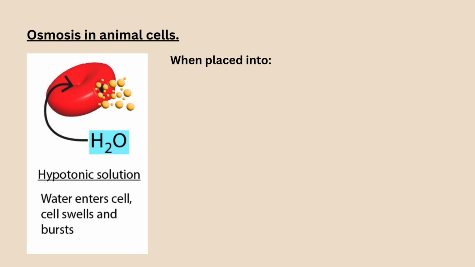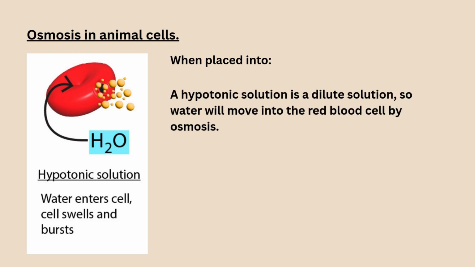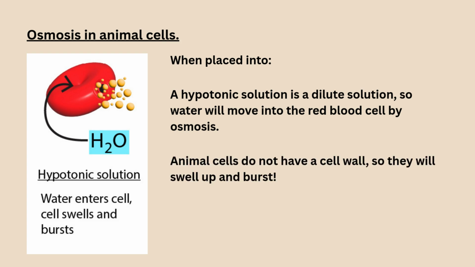Osmosis in animal cells. When an animal cell is placed into a hypotonic solution, this is a dilute solution, so water will move into the red blood cell by osmosis. Animal cells do not have a cell wall, so they will swell up and burst.